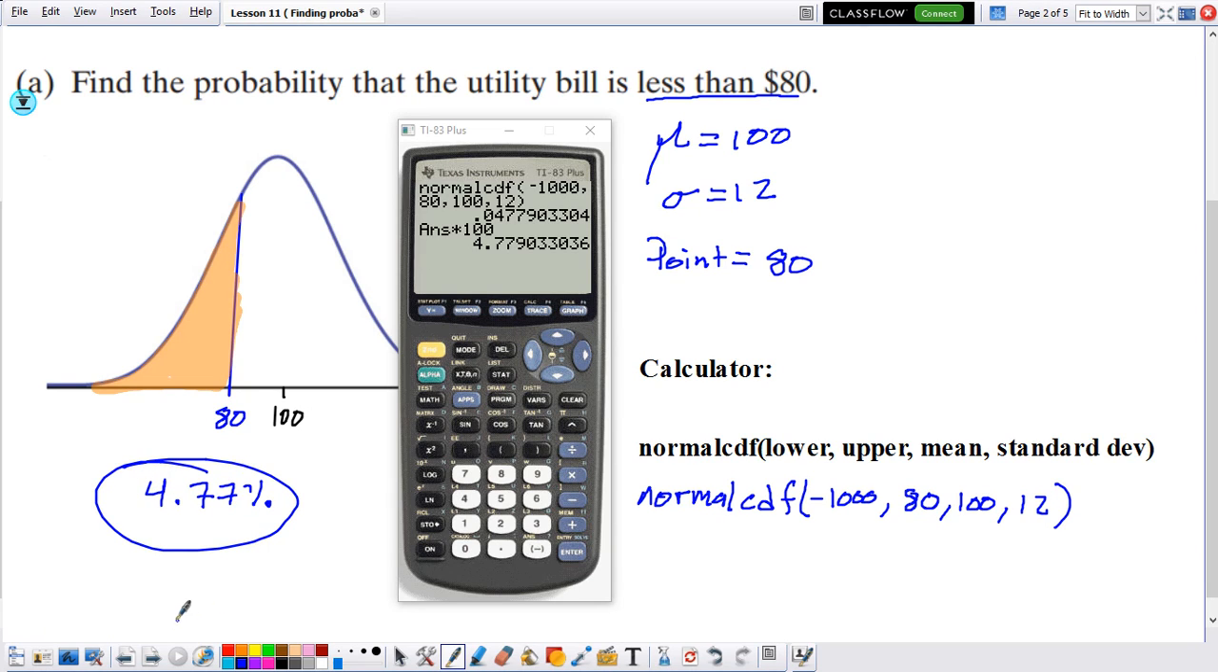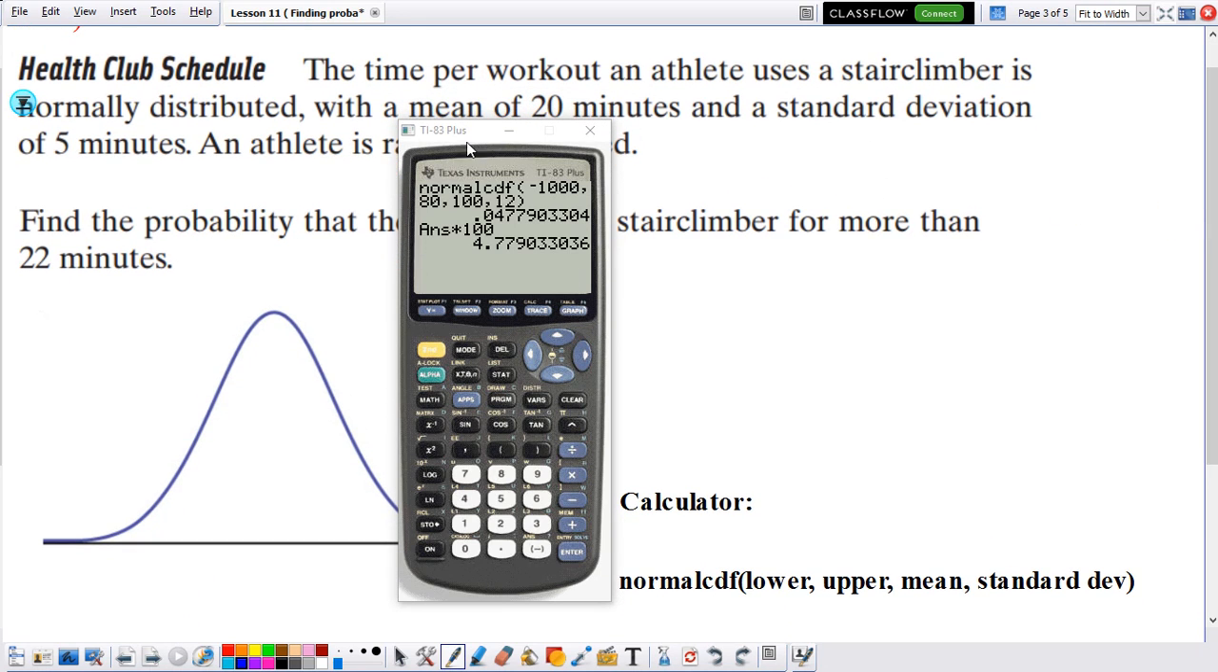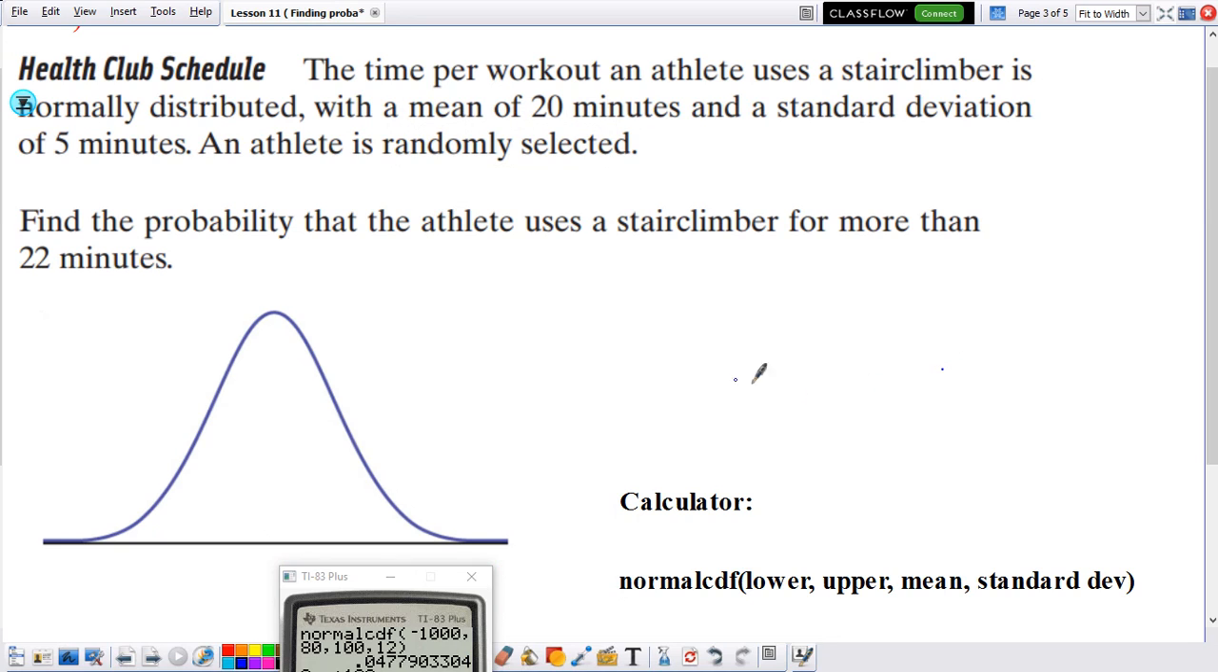Let's try another example now. If we read our problem here, this is what we have. The time per workout an athlete uses on a stair climber is normally distributed. That's great, normal distribution. Now here's the information we're interested in. We know that the mean is 20. So let's write that down. The mean is 20. And we also know that the standard deviation is 5. Excellent. An athlete is randomly selected.